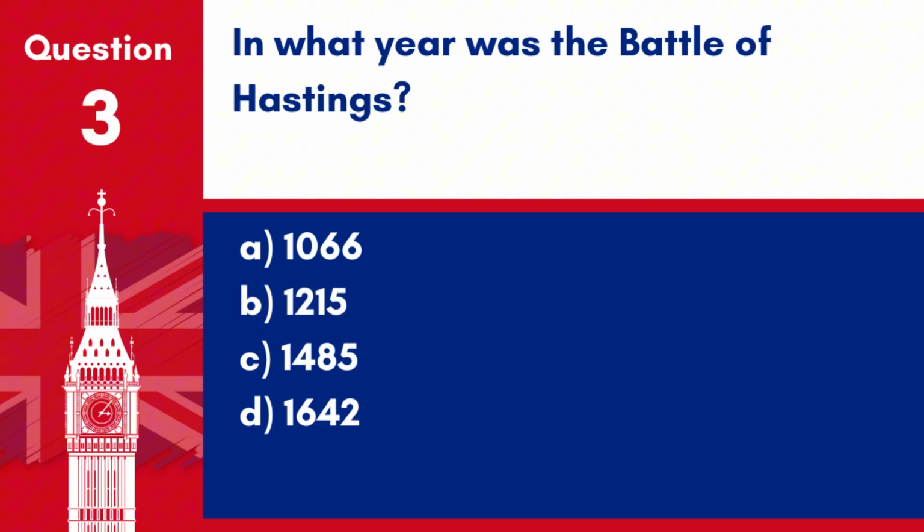1990. Question 3. In what year was the Battle of Hastings? A. 1066, B. 1215, C. 1485, D. 1642. Answer A. 1066. The Battle of Hastings took place in 1066, leading to the Norman conquest of England.